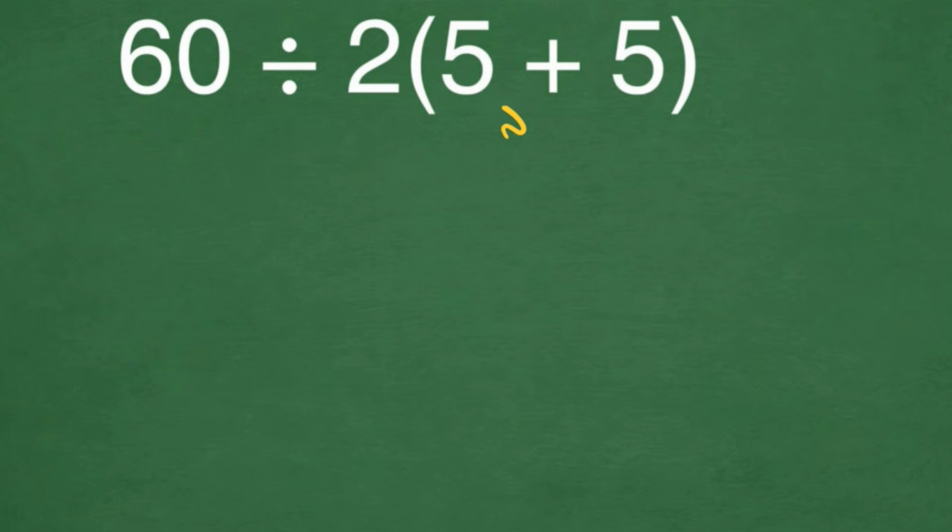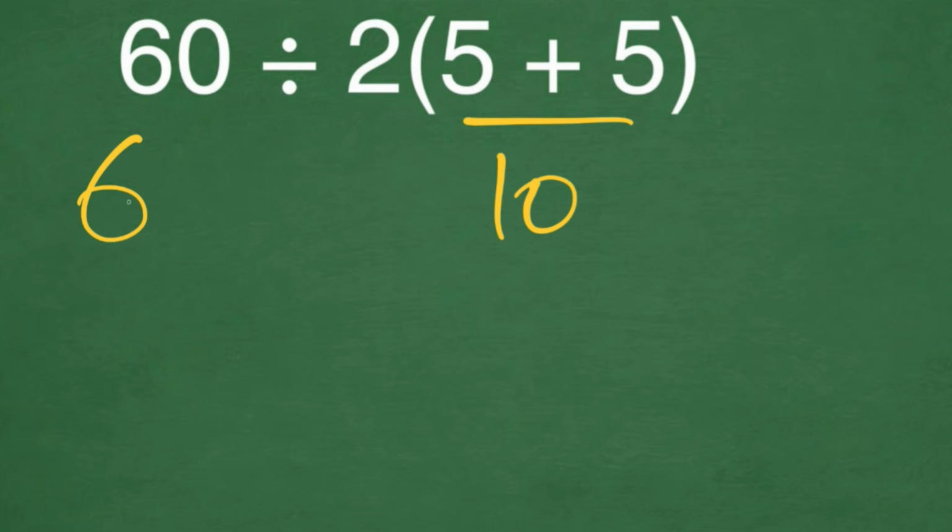So let's do the maths correctly. 5 plus 5 gives us 10, and 60 divided by 2 times 10 is going to be the next equation. So here we have division and multiplication. Since they both have equal priority, we are going to start from the left and do the maths to the right.